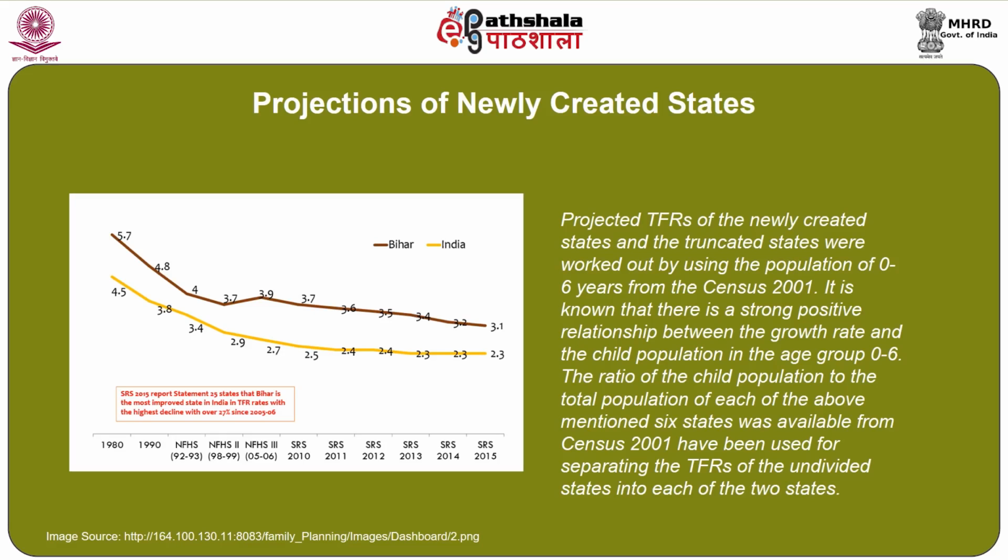The assumed expectations of life at birth by sex of a newly created state for the future years have been worked out by using the age-specific death rates of the undivided states and an adjustment factor based on NFHS-2 data of the newly created state.